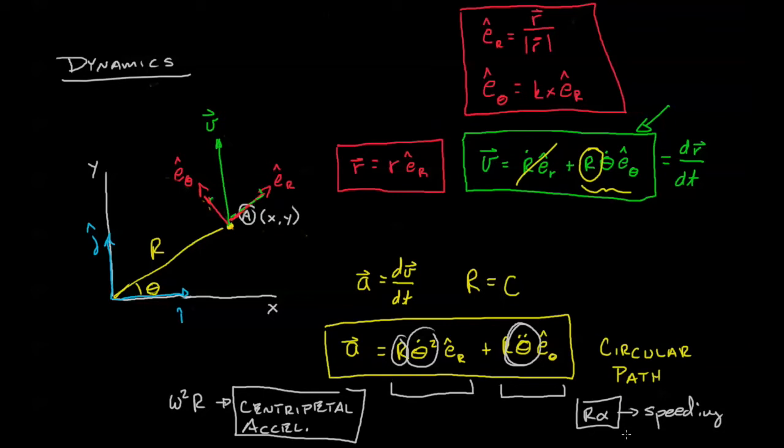These are the two components of our acceleration in a circular path. So in summary, we want to look at the full acceleration in polar coordinates. Today, we started off with only looking at the acceleration in a circular path. We see that it has two components, the centripetal acceleration and the angular acceleration, and we already have an intuitive understanding of what those mean.